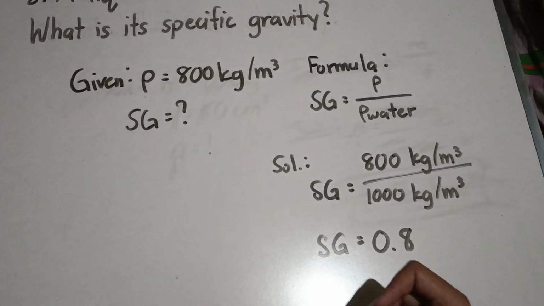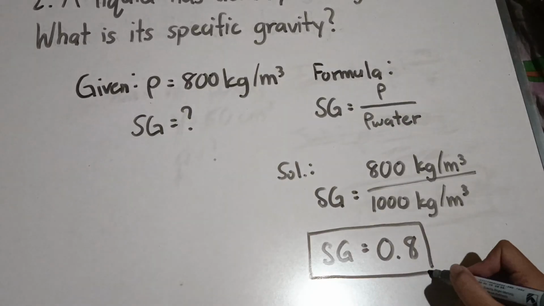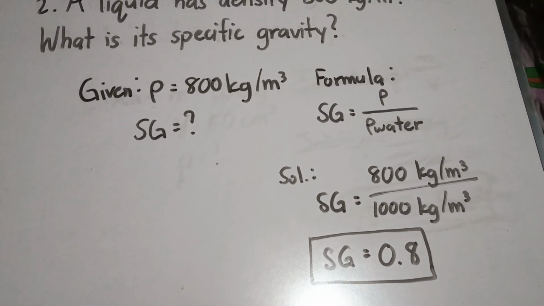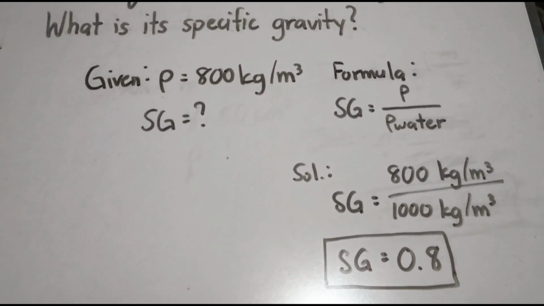Specific gravity has no units. It's a ratio. So specific gravity is equals to 0.8. Since specific gravity is less than 1, this liquid would float on water. It's less dense than water.